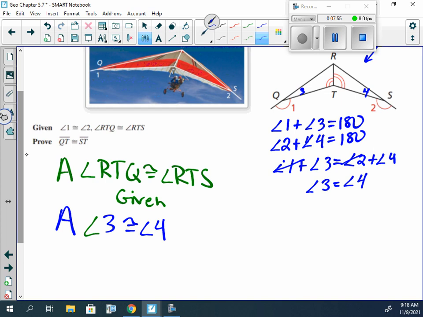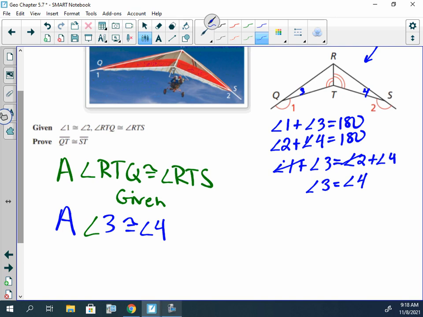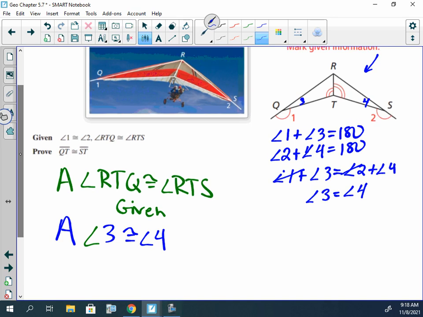Do we have anything else in the figure? I wouldn't say QT and TS yet. But there is something similar in both figures. Right, because RTQ and RTS are congruent. They did give us that. So there might not be any other angles, because the only other angle is up at angle R, at vertex R. But is there something else that's shared?